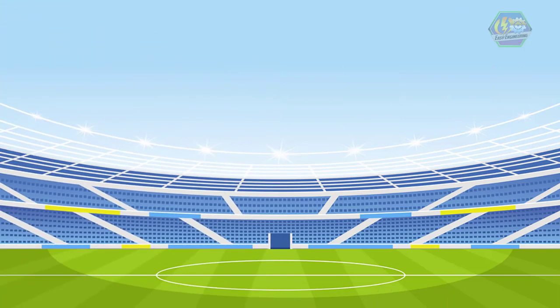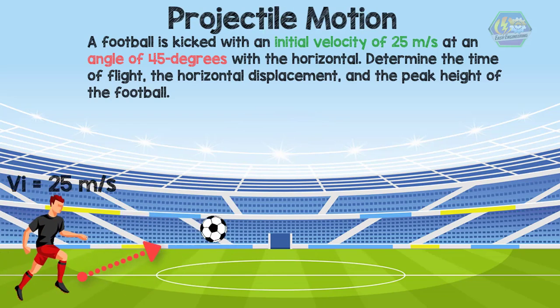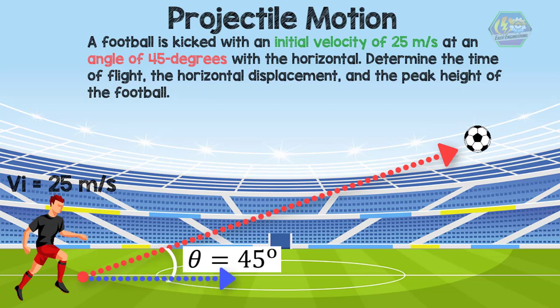Lastly, let's go to a problem about projectile motion. A football is kicked with an initial velocity of 25 meters per second at an angle of 45 degrees with the horizontal. Determine the time of flight, the horizontal displacement, and the peak height of the football. In this problem, there are two dimensions of motion. Hence, we need to separate the x and y components.